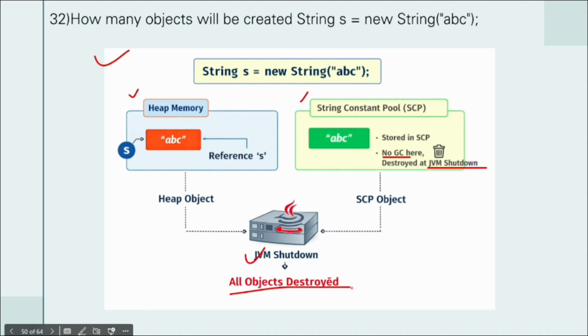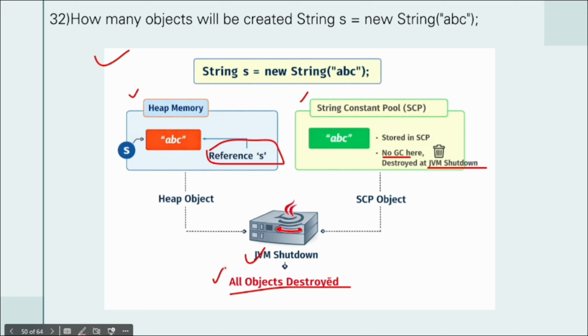So all objects will be destroyed. Also, in the heap memory area we have a garbage collector, which will destroy unreferenced or unused objects, that is true. But suppose this particular object is already referenced by s, so it won't be garbage collected, because it's a strong reference. In that case, you have to wait for JVM shutdown, and after that all the objects will be destroyed. I hope this diagram is also clear to you.